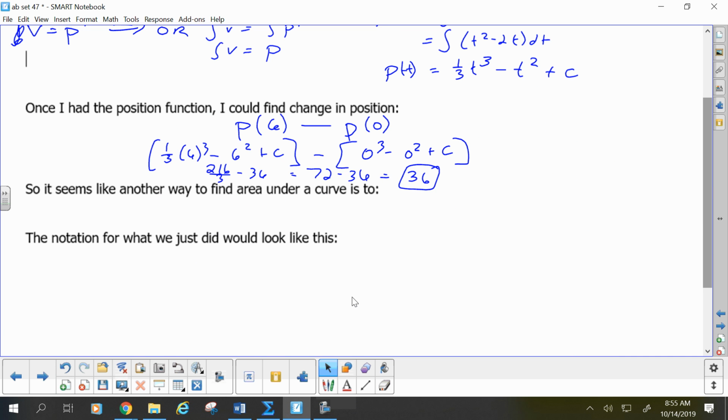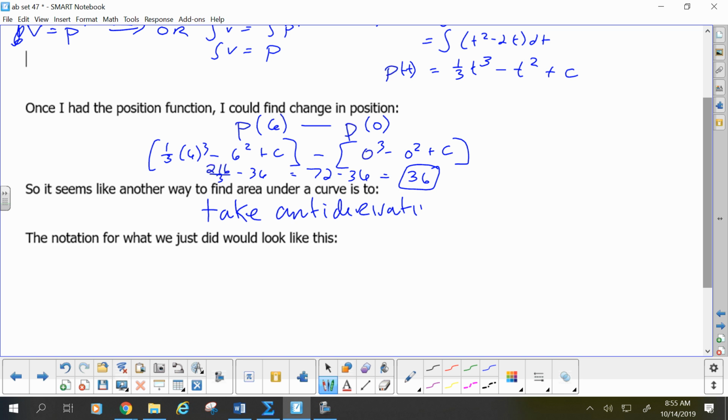Okay? So it seems like another way to find area under a curve is to take the antiderivative, then subtract. I mean, that's what we did. We got p by finding the antiderivative, and then we subtracted. P at 6, the endpoint, minus p at 0, the starting point.